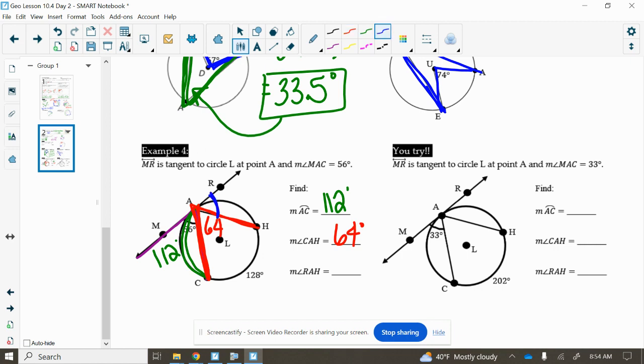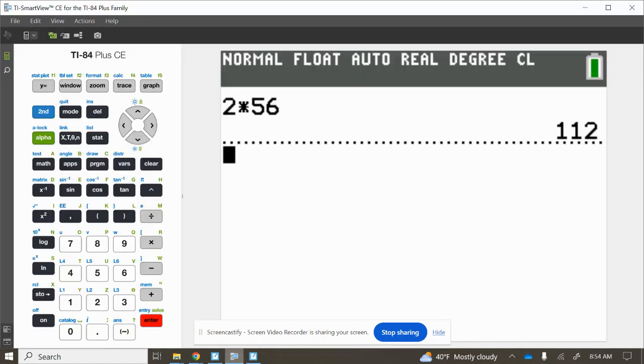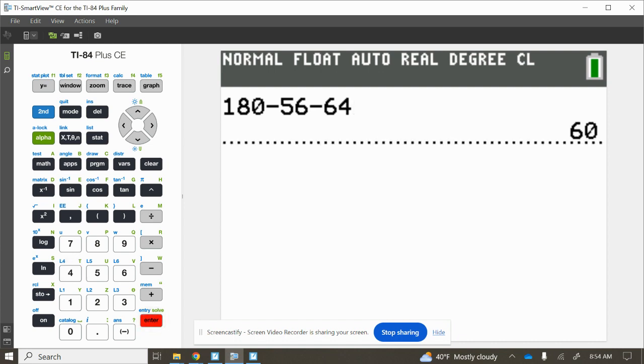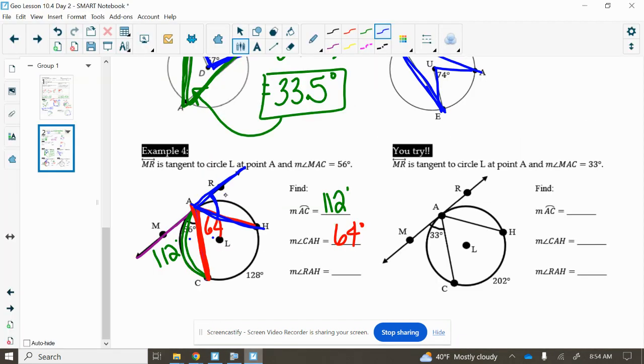Last but not least, they want us to find the measure of angle RAH. So a couple different ways that you can do this, but this angle, notice, is going to be supplementary with this 56 degree angle and this 64 degree angle. So we can take 180 minus the 56 degree angle minus the 64 degree angle and get our remaining angle over here to be 60 degrees. This is probably the easiest way, and the way that we've been doing problems similar like that in class.